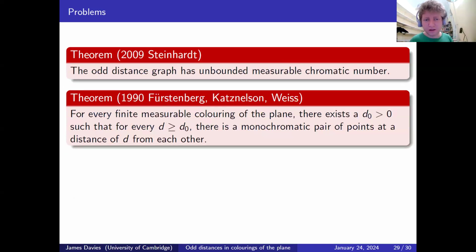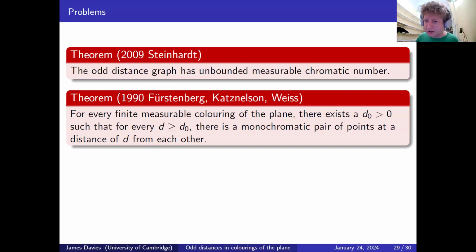Okay. So I mentioned before that there was this nice spectral proof for measurable colorings that the odd distance graph has large chromatic number. But actually a more general result using another method was known quite a bit before this, which said that in any finite measurable coloring of the plane, we can find some large d0, so that for any distance d greater than this d0, you can always find a monochromatic pair of points at distance d from each other. So in particular, if we were forbidding some infinite set of distances going to infinity, then the measurable chromatic number will always be infinite.